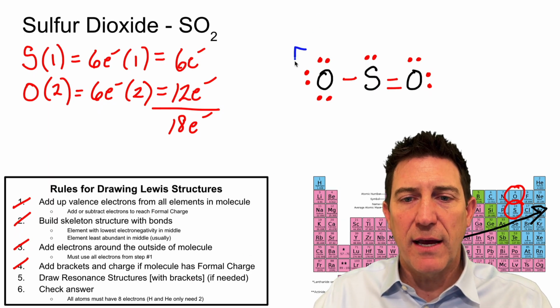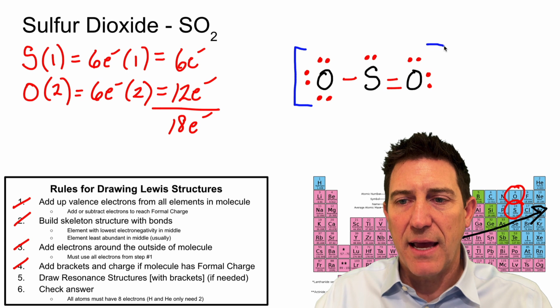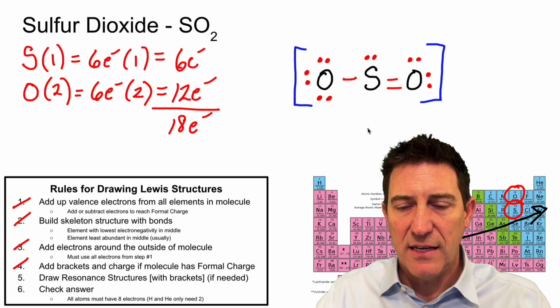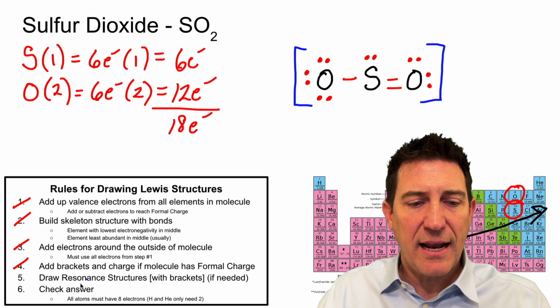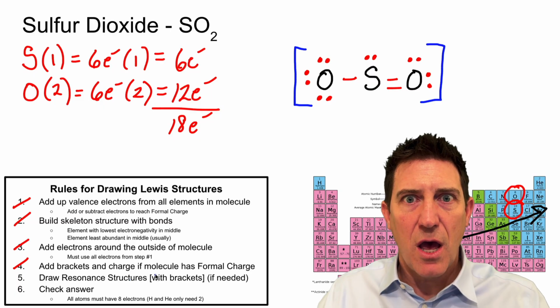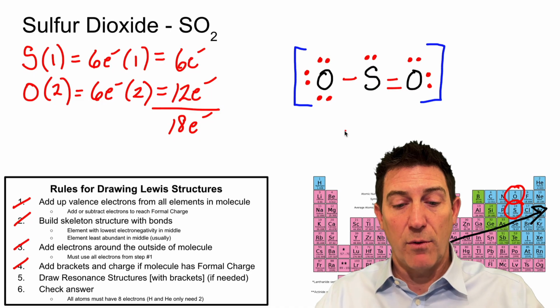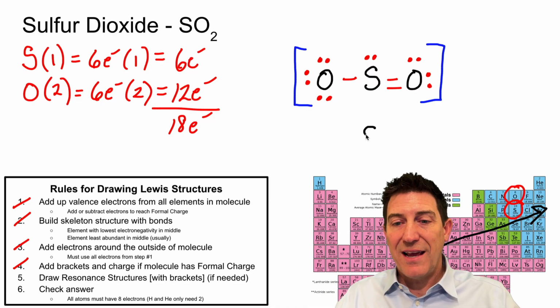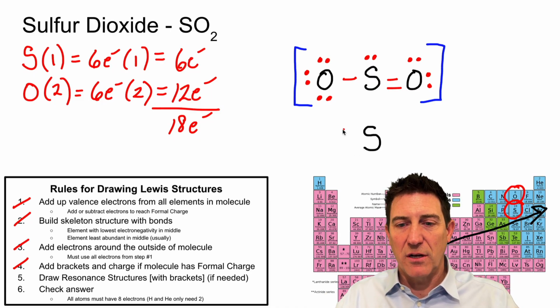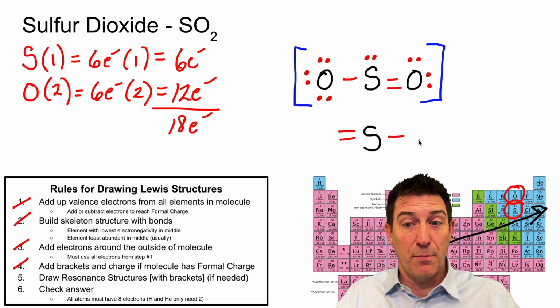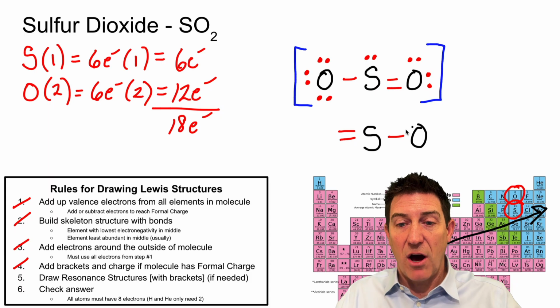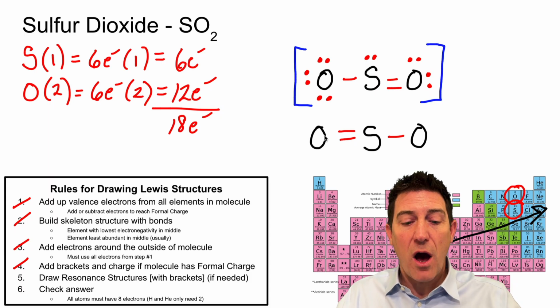Brackets means I'm going to go ahead and put brackets around my SO2 like this. And then I need to draw resonance structures. Resonance structures are all the possible configurations of what we see. So it is possible, right? That's what we just concluded, that I have sulfur with a double bond over there and a single bond over here. And then we have the oxygen. I have to draw all the possible configurations.